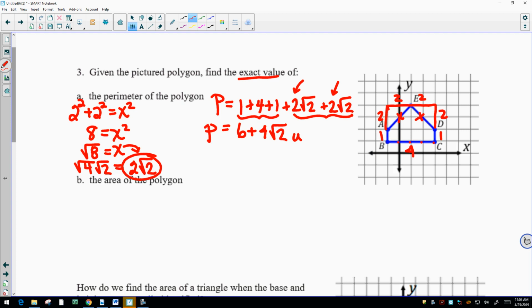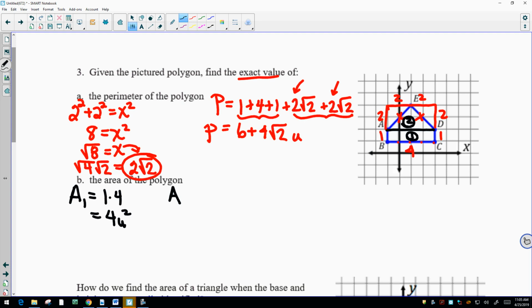Okay. Now the area of the polygon, well, we're going to take a look at this and break this up into 2 different shapes. So if I'm looking at this, I could draw in a horizontal line, and now I see I have a rectangle and I have a triangle. So I'm going to find the area of the rectangle, which is length times width. So I could do 1 times 4. So that's 4 units squared.